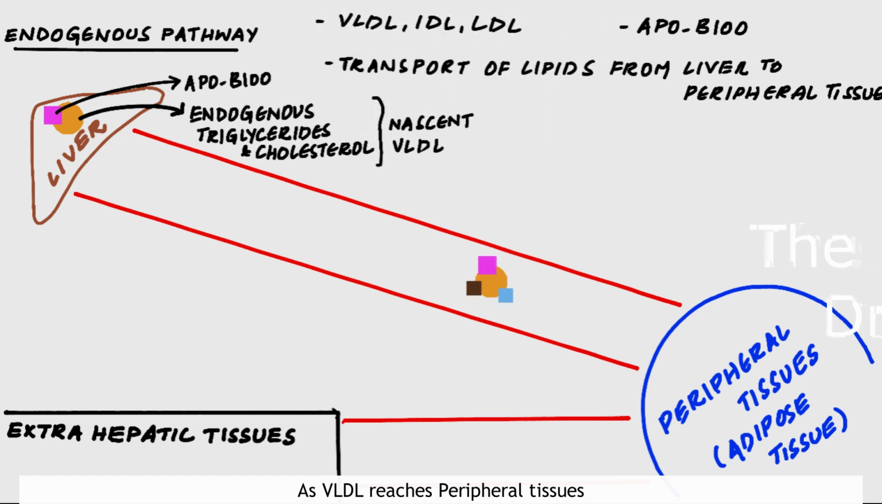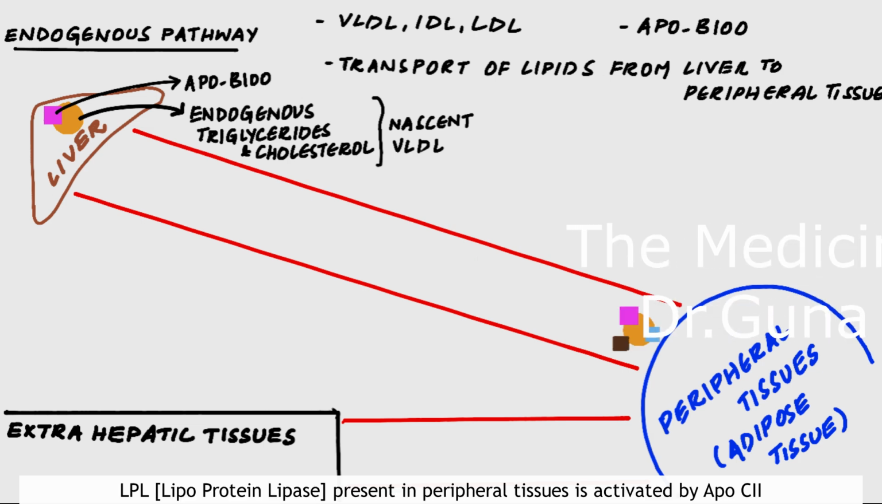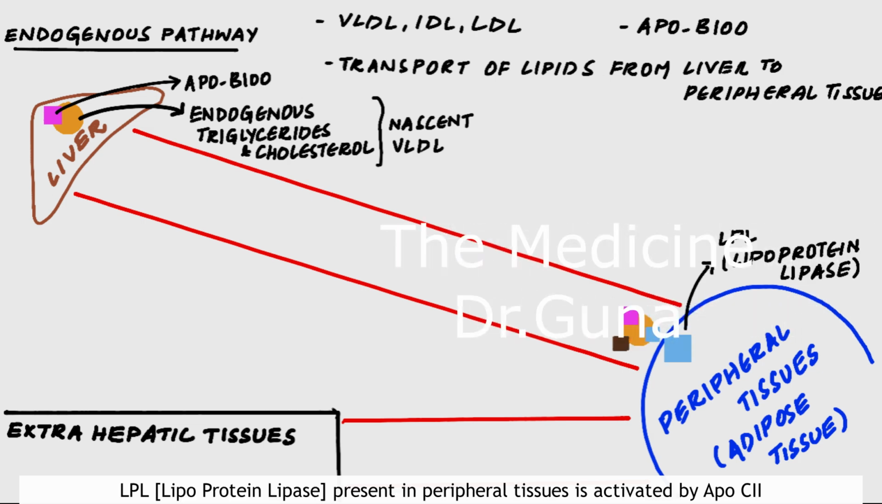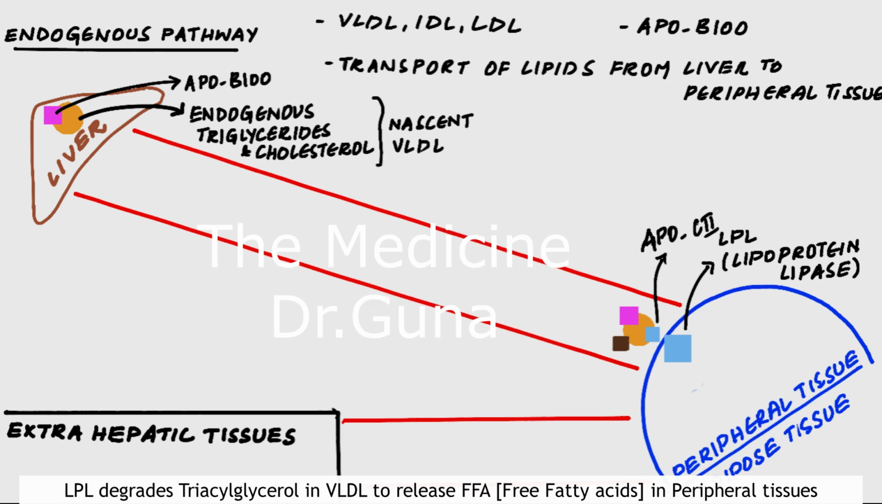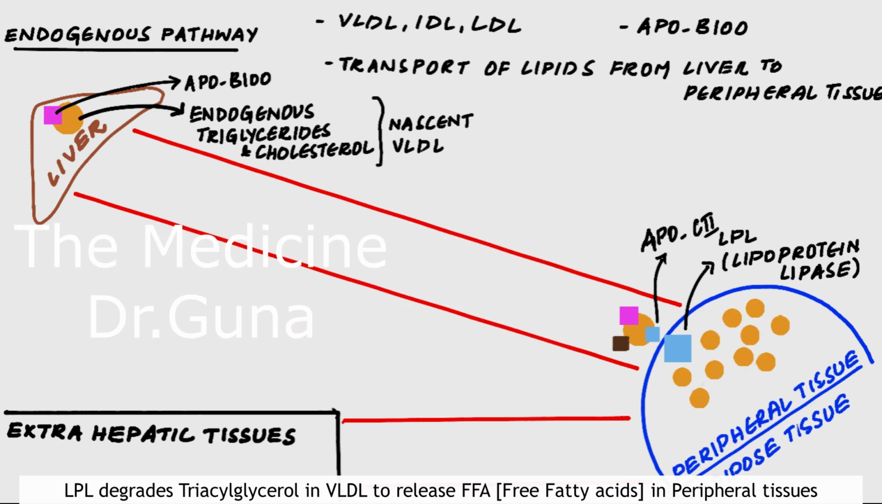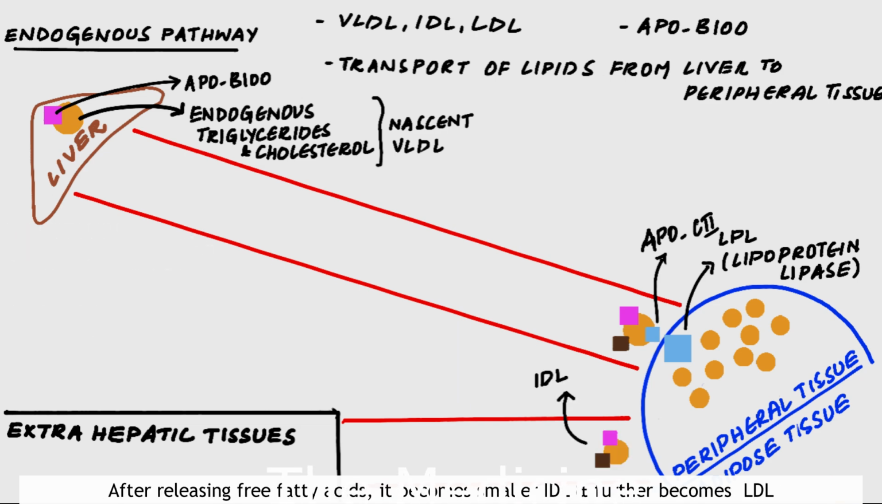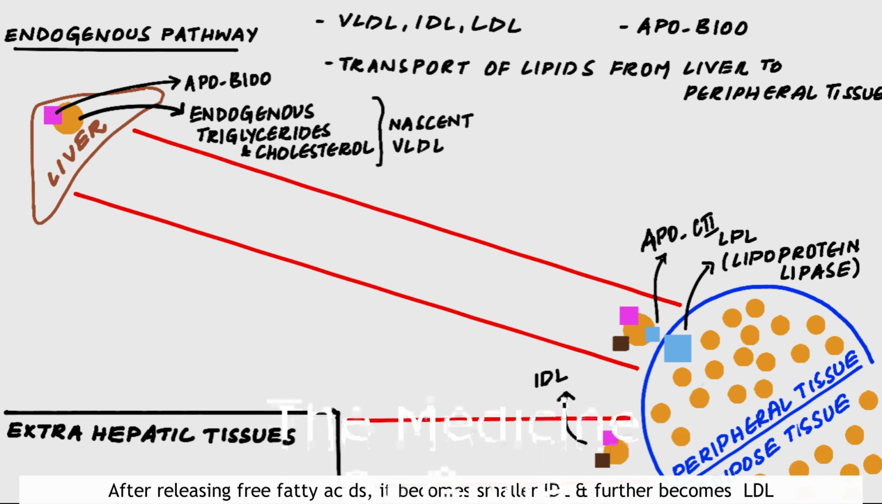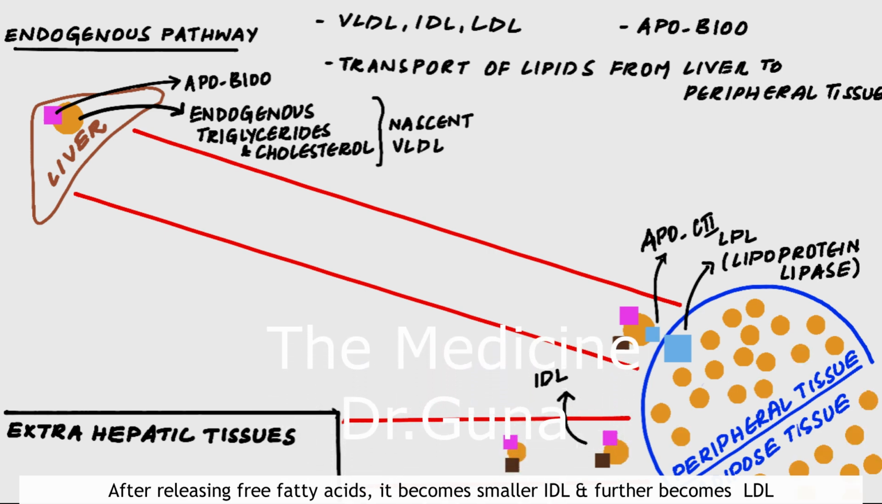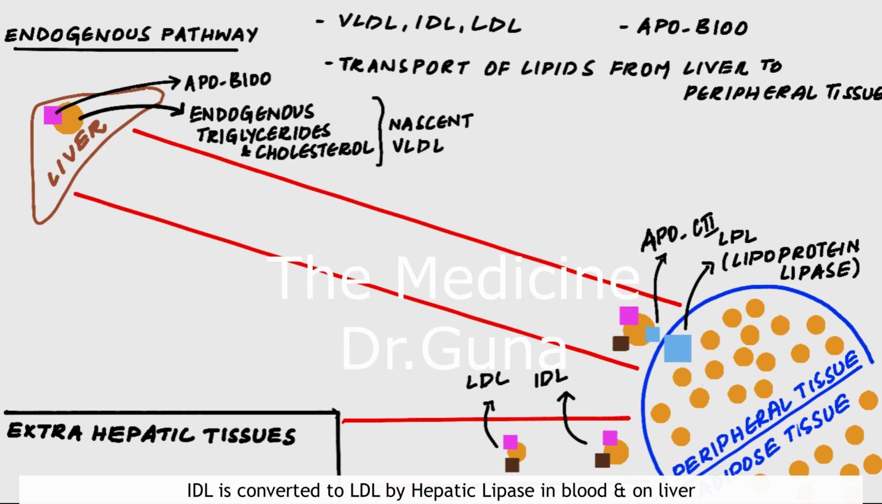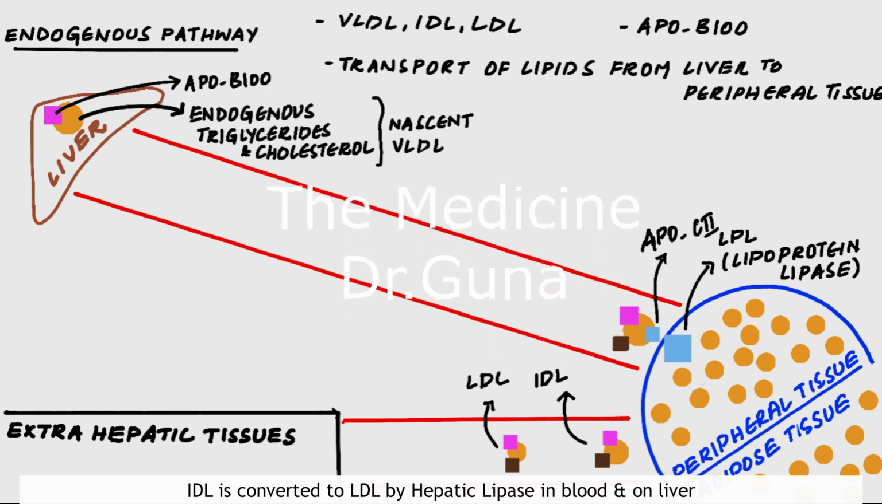As VLDL reaches peripheral tissues, lipoprotein lipase present in peripheral tissues is activated by ApoC2. LPL degrades triglycerides in VLDL to release free fatty acids in peripheral tissues. After releasing free fatty acids, it becomes a smaller IDL and further becomes LDL. IDL is converted to LDL by hepatic lipase in blood and on liver.